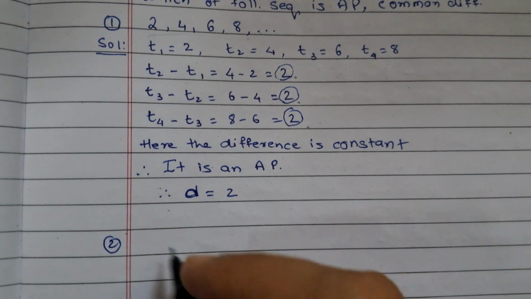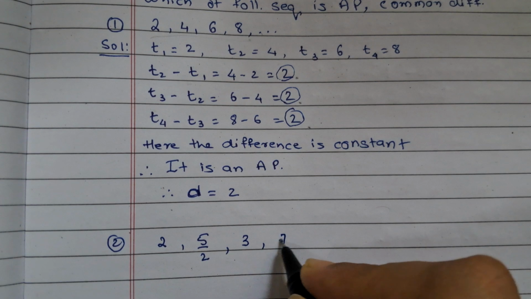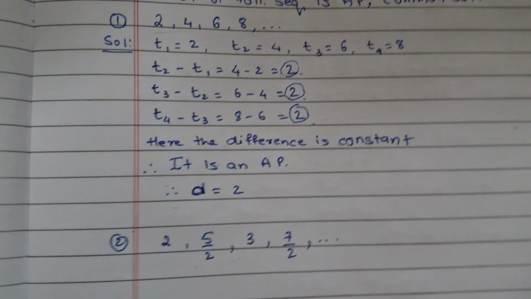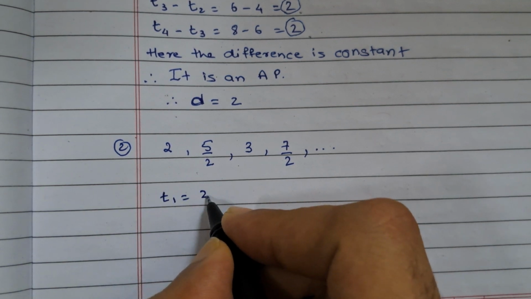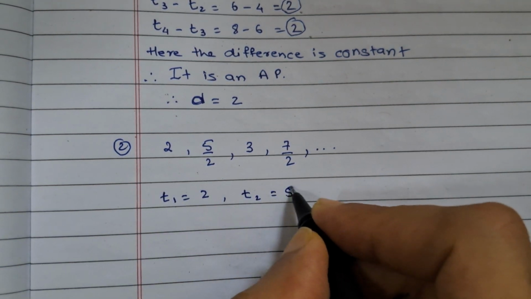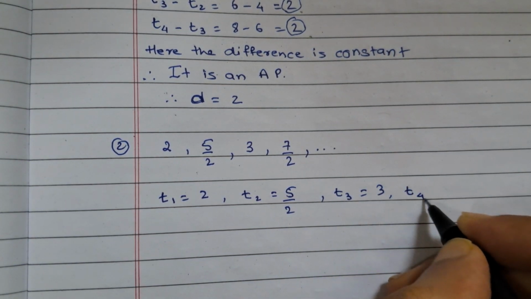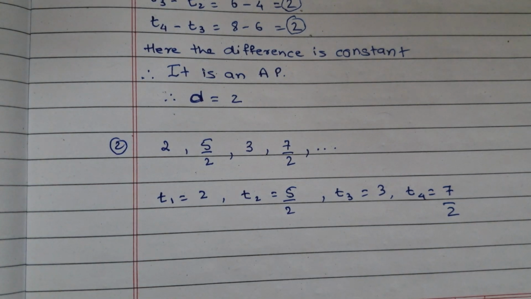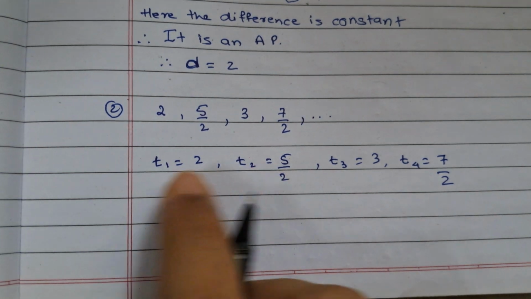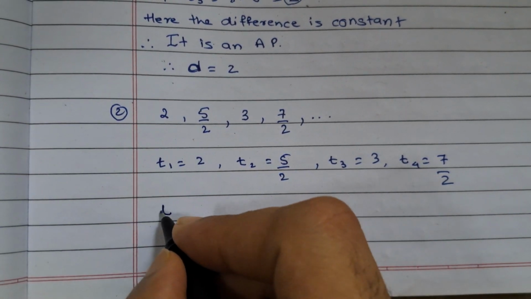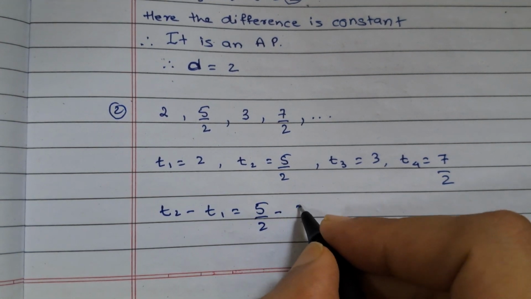So the next sum is something like this: 2, 5 upon 2, 3 and 7 upon 2, and so on. Let's use the same pattern over here. So first of all, T1 is 2, T2 is 5 upon 2, T3 is 3 and T4 is 7 upon 2. And what's the next step? We have to take the difference of all the two numbers, isn't it? So first I will take the difference of these two numbers. So I will do T2 minus T1.